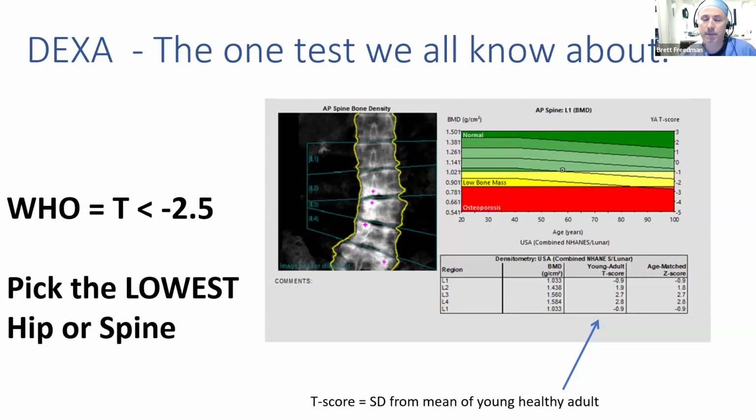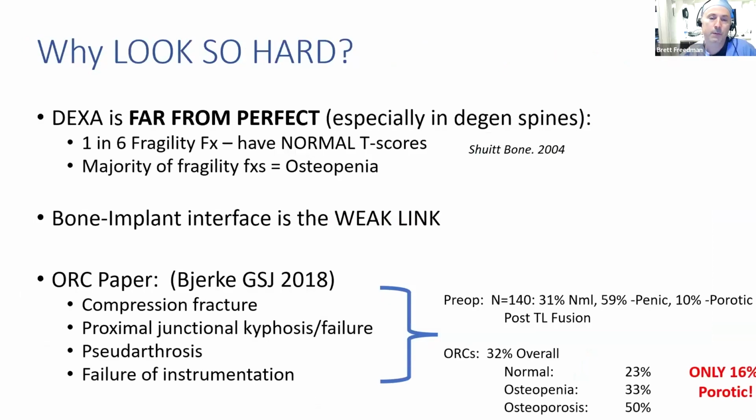So that's a secondary thing you can use for getting information from your DEXA scan above and beyond the T-score, and also something else we won't talk about tonight, but there's a trabecular score that also comes out of DEXA. So why do we want to look so hard? Because DEXA is far from perfect.